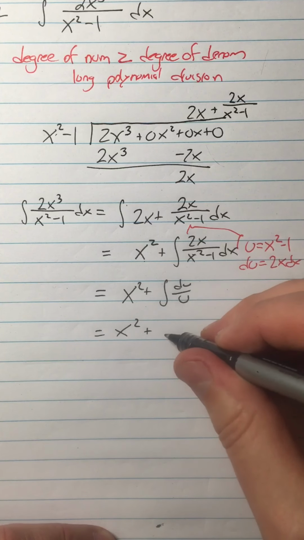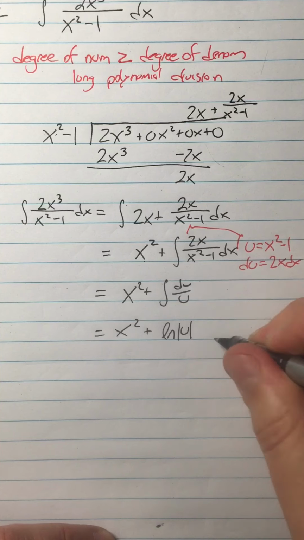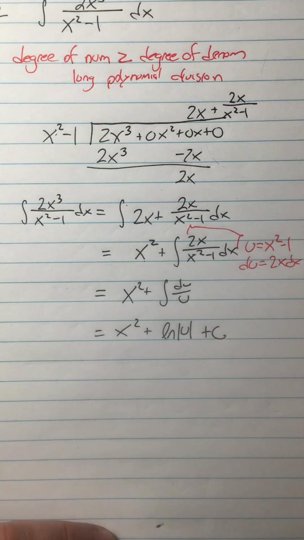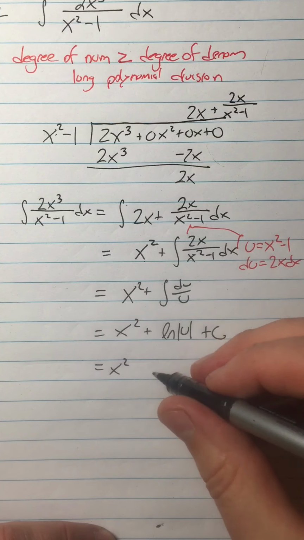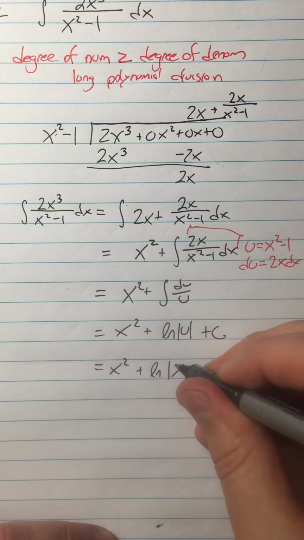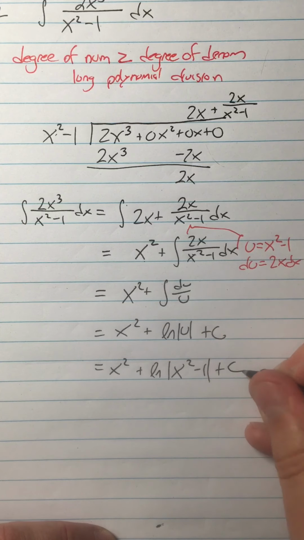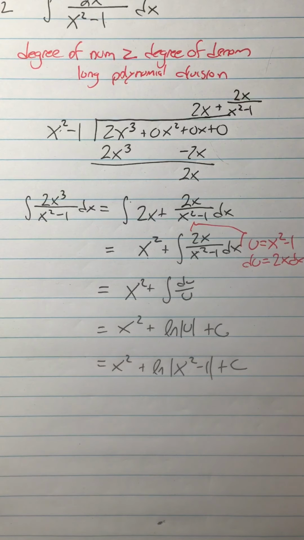So now I can call this ln of absolute value of u. Now I put the plus c because I've done all the antiderivatives, but I do need to sub back in my u, which was x squared minus 1. So plus ln of absolute value of x squared minus 1, plus c. That's number 22. All right, let's see what else we're going to do.